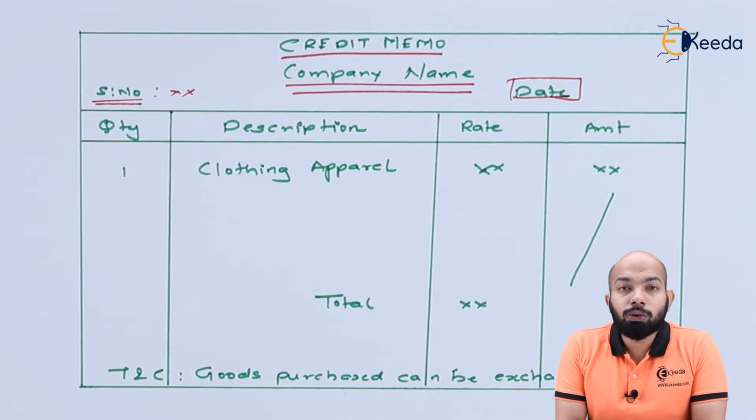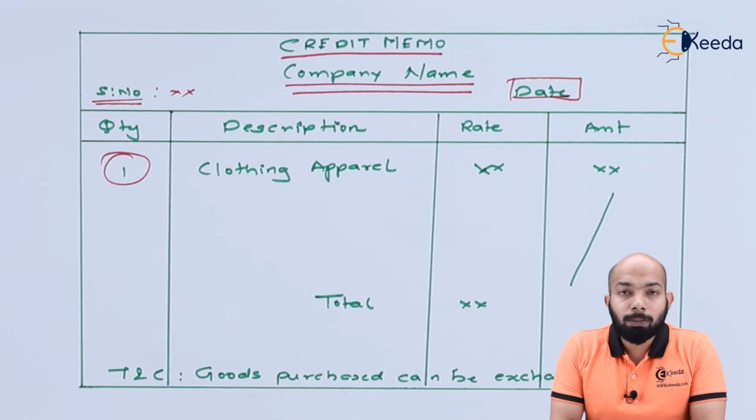Now, the memo will include three basic columns. First, quantity; second, description; and third, rate. The fourth column will refer to the amount. Quantity will describe how much quantity of goods has been sold or given back by the customer to the seller.